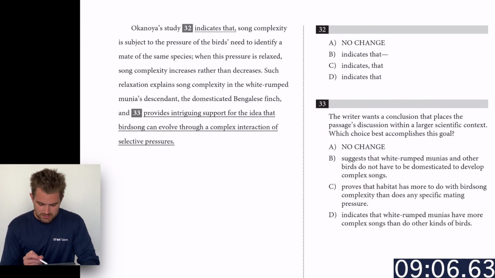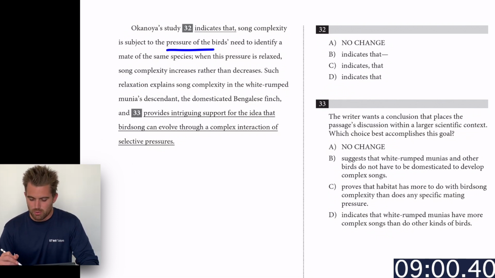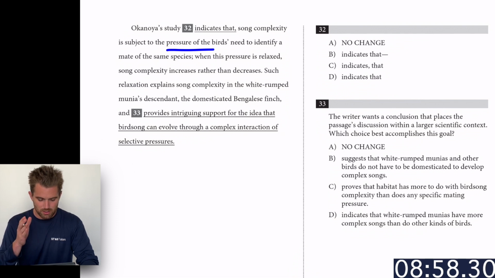Okay, now a study indicates that song complexity is subject to the pressure. Indicates that, no comma needed here, right? I don't think so. Okinoya's study indicates that song complexity is subject to the pressure of the bird's need to identify a mate of the same species. Oh yeah, it's got to be D, right?